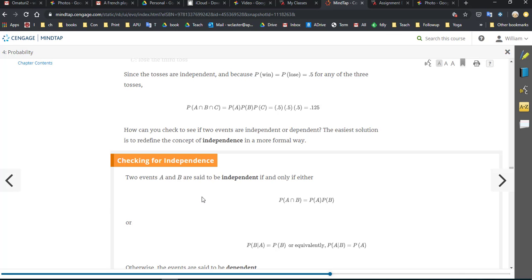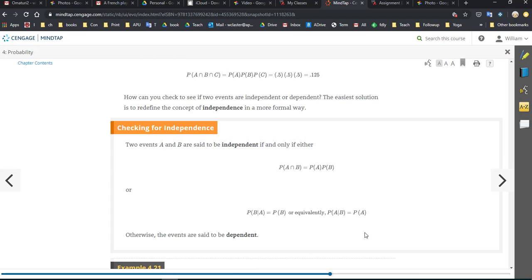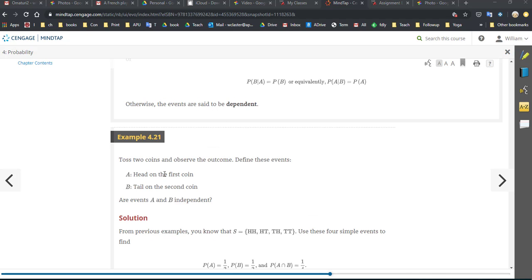They say, how can you check to see if 2 events are independent or dependent? The easiest way is to redefine the concept of independence in a more formal way. So here they're going to use the second form: the probability of A intersect B equals the probability of A times the probability of B. That's what we're going to define to mean independent. You can also use this, like we just said. If this is not true, or if this is not true, then the events are called dependent. But if this is true, or this is true, they're called independent. So you can use the definition to check whether these 2 events are independent or not.